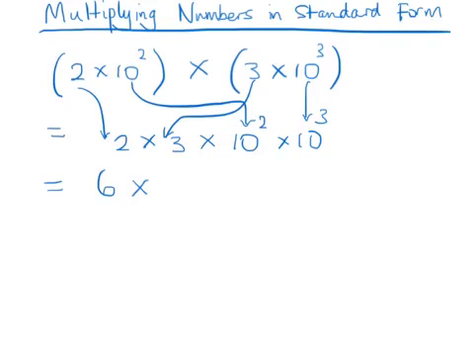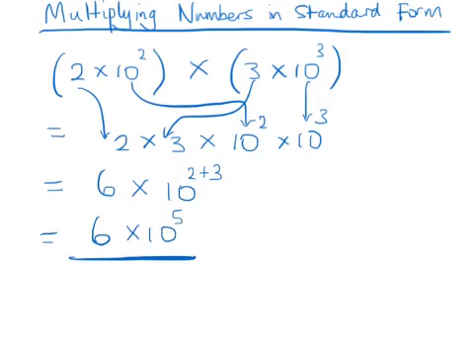Remember the laws of indices. When the base is the same, like that, you add the indices when you're multiplying them together. So 10 to the 2 times 10 to the 3 is 10 to the 2 plus 3, and 2 plus 3 is 5. So this is 6 times 10 to the 5. In other words, 2 times 3 is 6, and then add the indices: 2 plus 3 is 5.